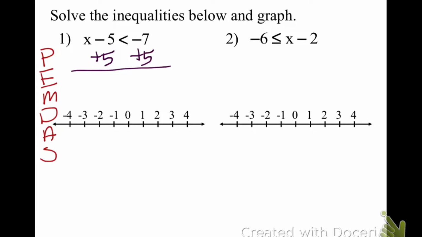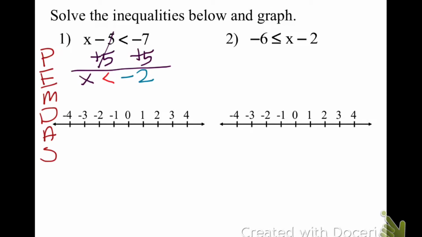When we add 5 to both sides, my x comes down. I have an inequality sign, not an equal sign. My inequality sign is less than, and what's negative 7 plus a positive 5? That's going to give me a negative 2. So remember, the same idea. Whatever I do to one side, I do to the other. That concept still applies.